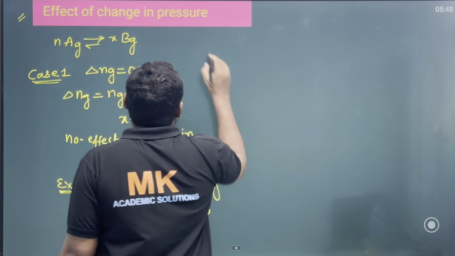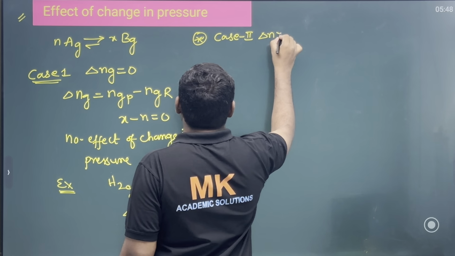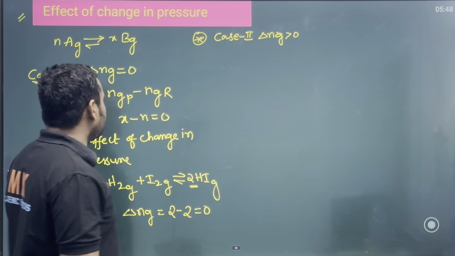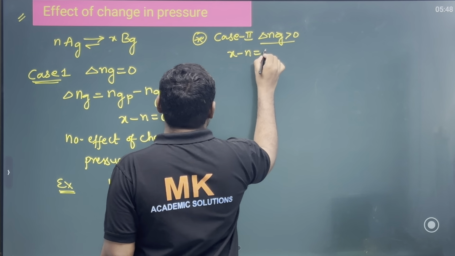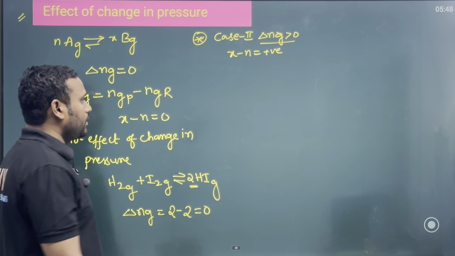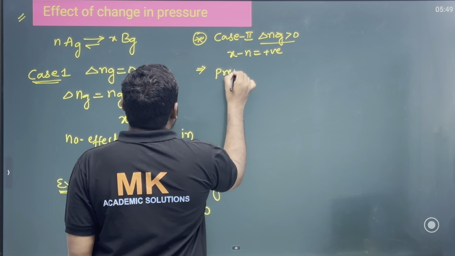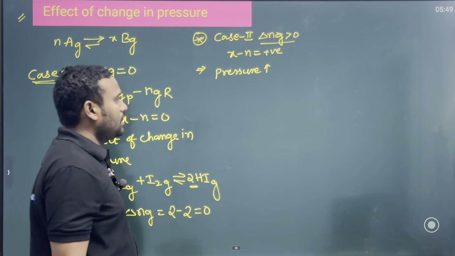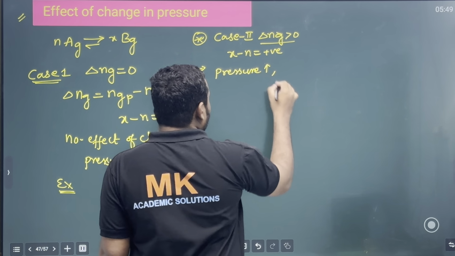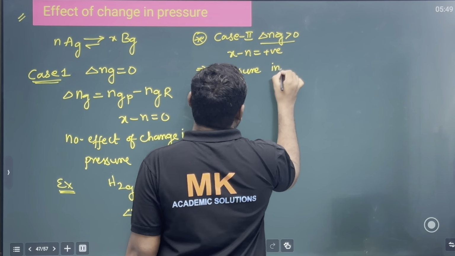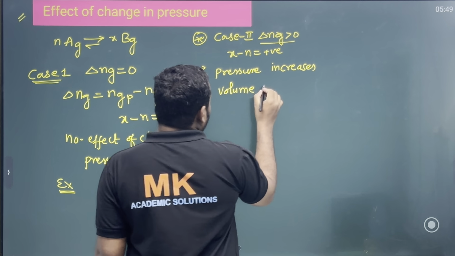Next, case 2: delta Ng is greater than 0. So in this case what will happen? Here x minus n is a positive value, greater than 0. In that case, if pressure increases, the volume is going to decrease. Pressure increases, volume decreases.